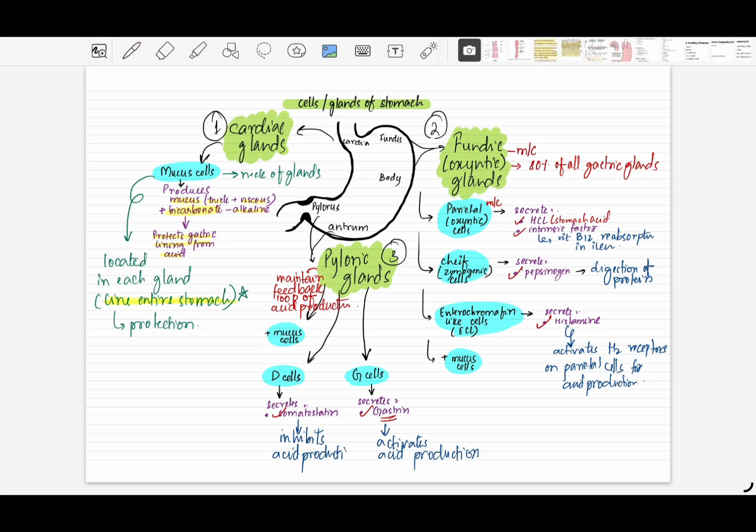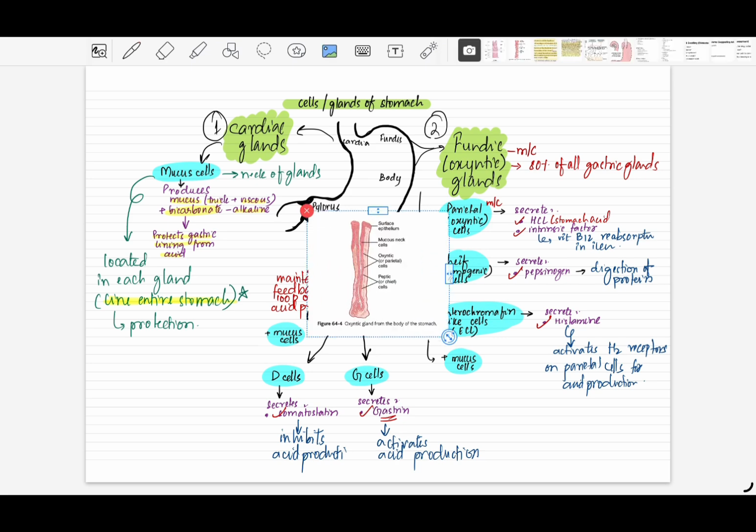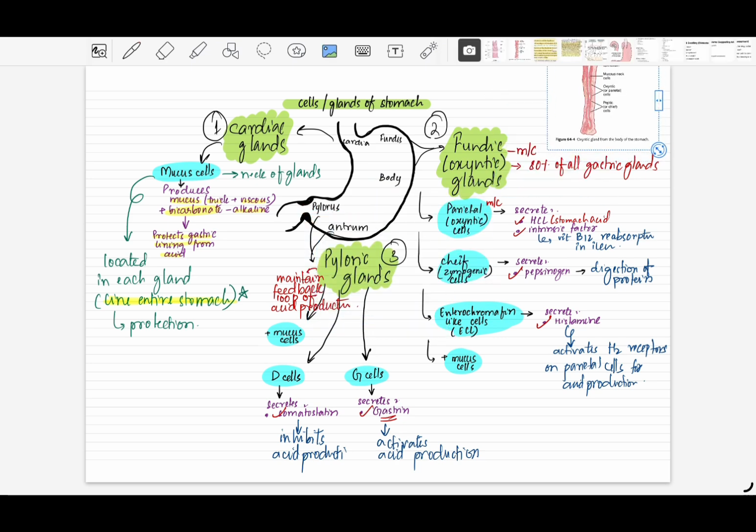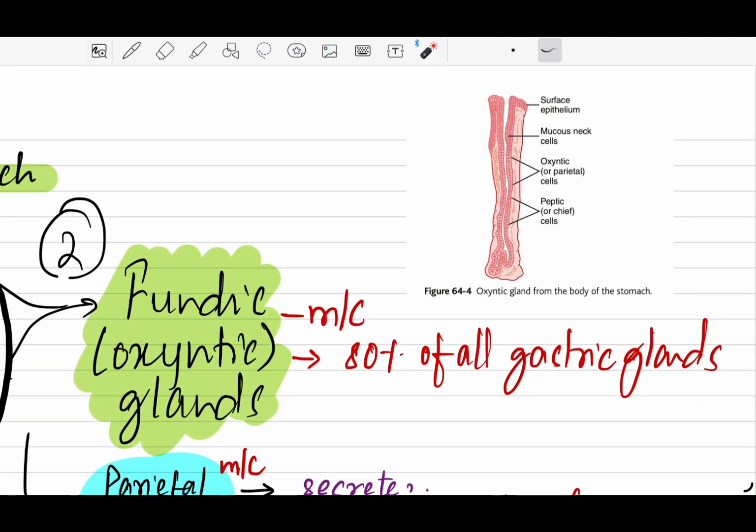Before moving ahead, let's also see a picture. This is a picture of the oxyntic glands from the body of the stomach. Let's just place it here, zoom in and study. So we have the surface epithelium and the mucous neck cells. They are continuous with the oxyntic or the parietal cells or the peptic or the chief cells. Now this means after the surface epithelium, this is going to be the gastric pit, and obviously the place from where we have the cells lining, this is going to be the gastric gland.